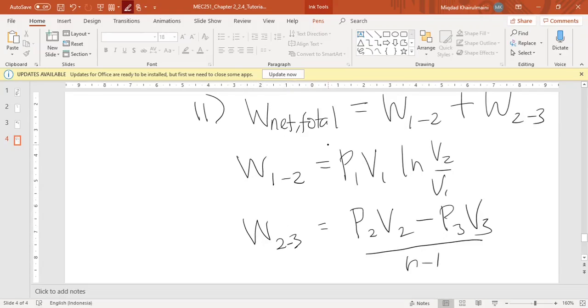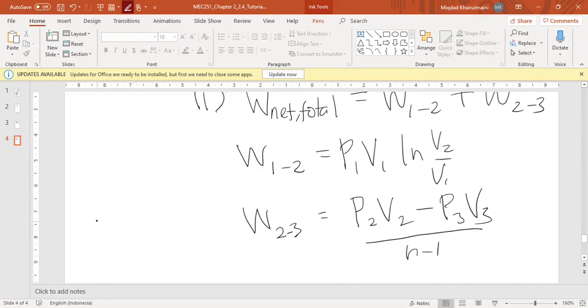So highlight all required values, whatever is given. For boundary work, isothermal 1-2, we can solve for it because we have pressure at state 1, volume at state 1, and volume at state 2. It's all mentioned in the question. For the second process, polytropic, we have P2, but we don't have P3 because that is what we have to find in the first item. We do have V3 and we do have n, so P3 has to be found first. Okay, so let's try to find P3.